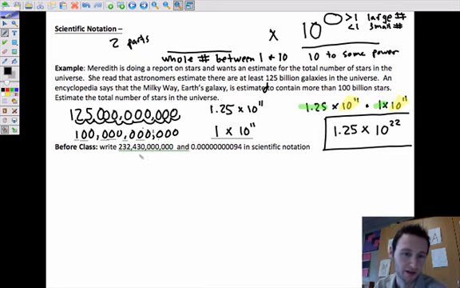Before class, rewrite this number here in scientific notation. A little hint on this one: since this is a very, very tiny number, you're going to have an exponent which is less than 1. It's still going to be something times 10 to the something, but this exponent up here is going to be a negative number because this is a very, very tiny number.